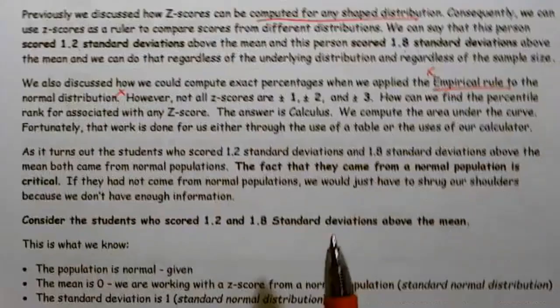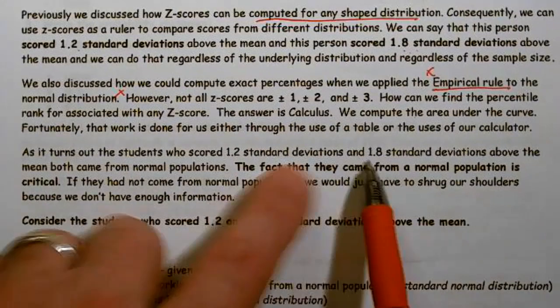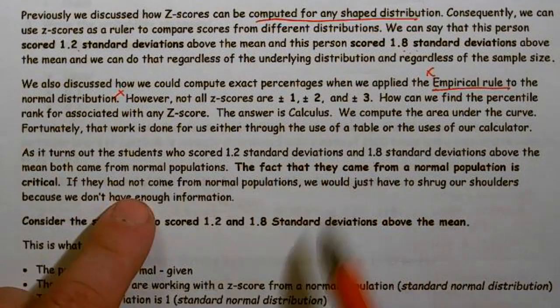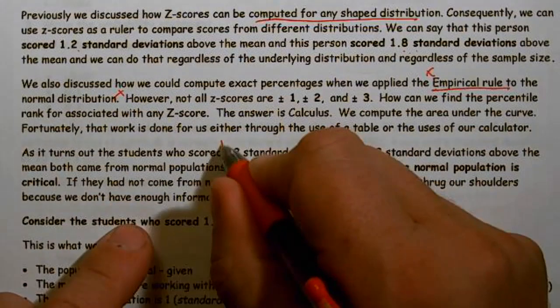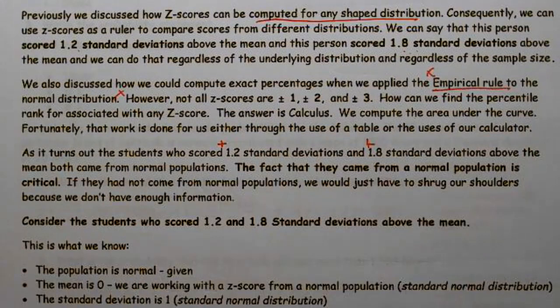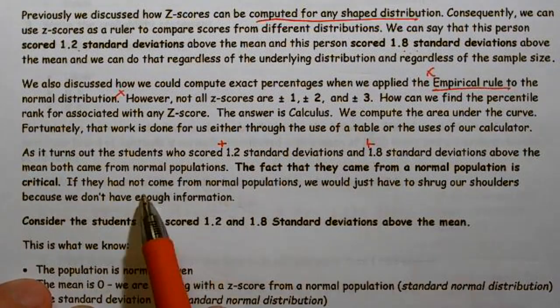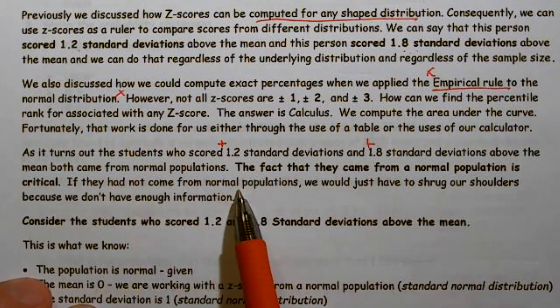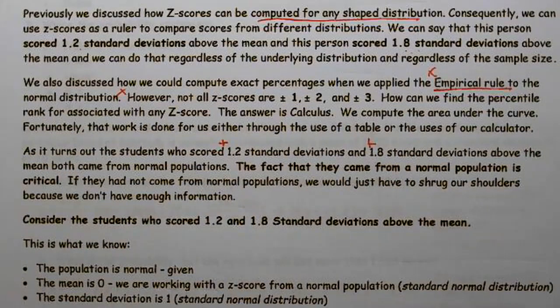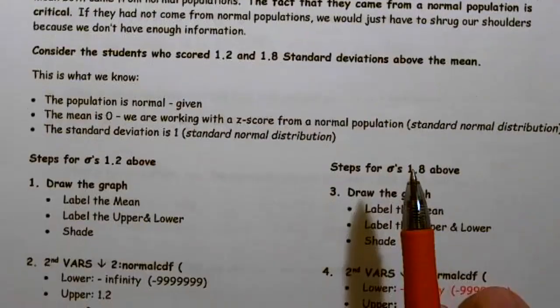But as it turned out, the students who scored 1.2 standard deviations and 1.8 standard deviations above the mean both come from normal populations, right? This is really a positive 1.2 and a positive 1.8. I know that because they say they were above. The fact that they came from a normal population is critical. If they hadn't, we couldn't have done what we needed to do. We could not have calculated the percentile rank. But since I know that they're normal, I can calculate the percentile rank.